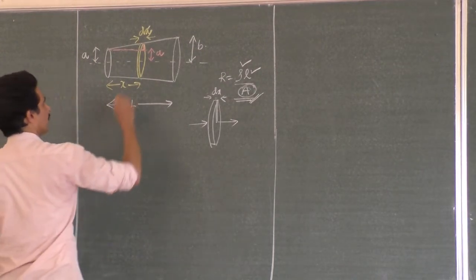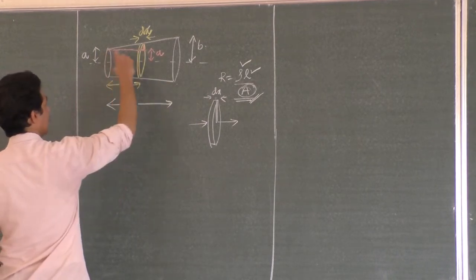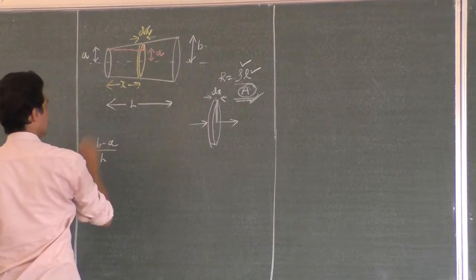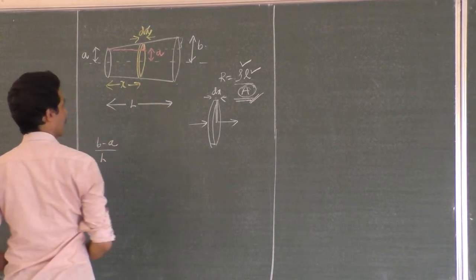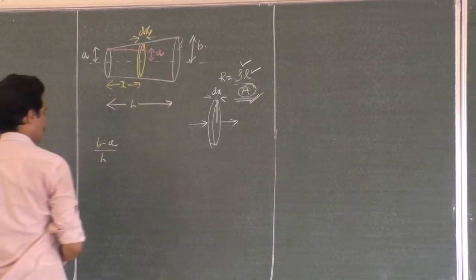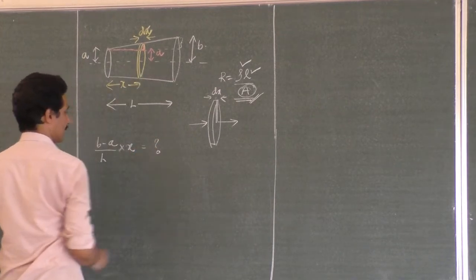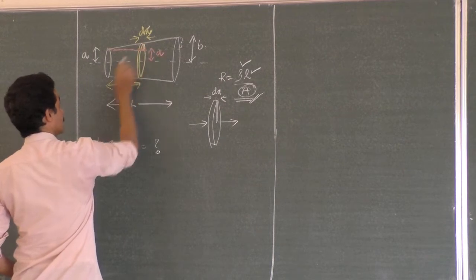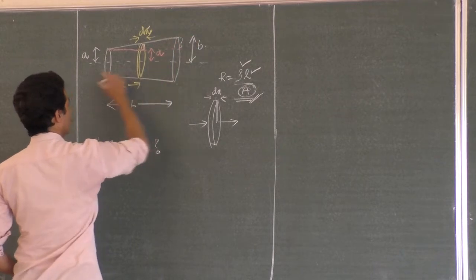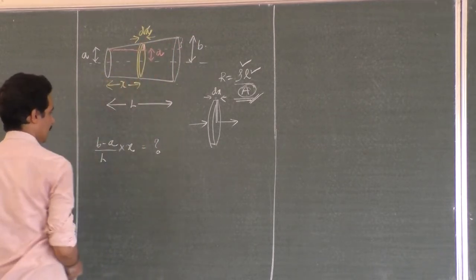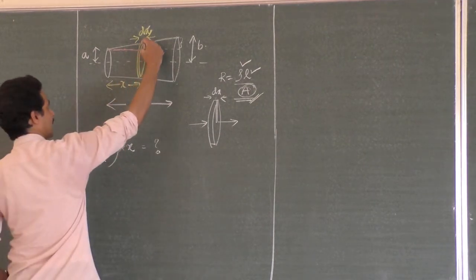In order to find the radius of this, when you move through a distance L, the change in the radius is b minus a. So this extra value is b minus a, correct? So the increase is b minus a. When you move through a distance x, what is the change? When you move through a distance L, the increase is b minus a. When you move through a distance x, what is the increase? So that will be b minus a into x by L.